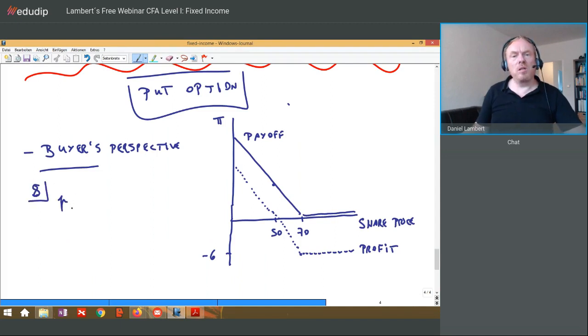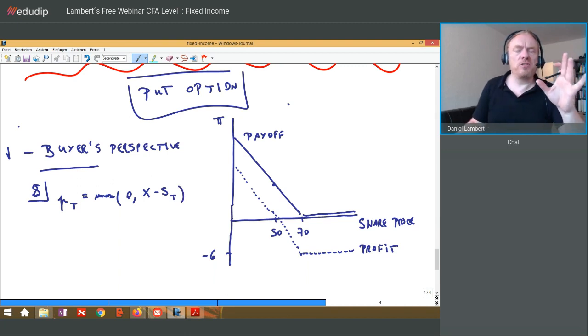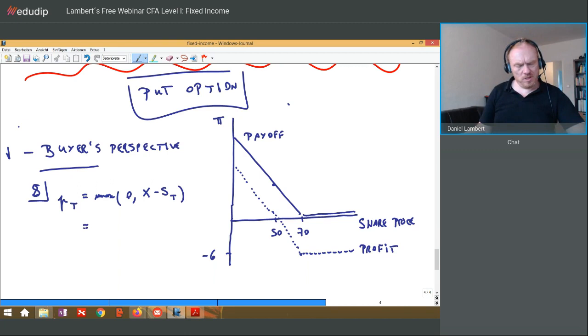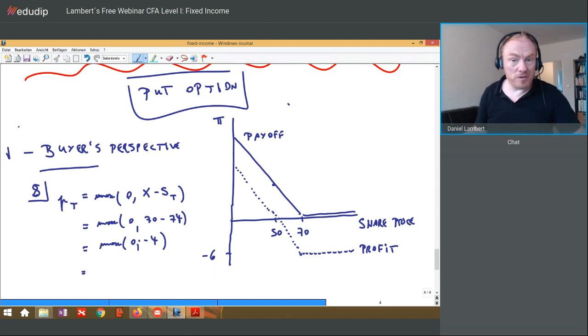And P, lowercase p, indicating the put option, being considered at the point in time capital T. It's the maximum of the two values 0 and X minus S_T. So the exercise price minus the share price at time T, being the maximum of the two values 0 and 70 minus 74, being equal to the maximum of 0 and negative 4. And the maximum of those two values is, of course, 0, because here it wouldn't be exercised.